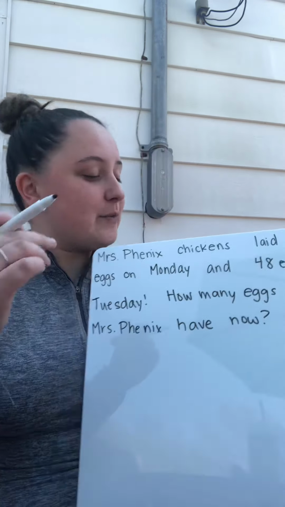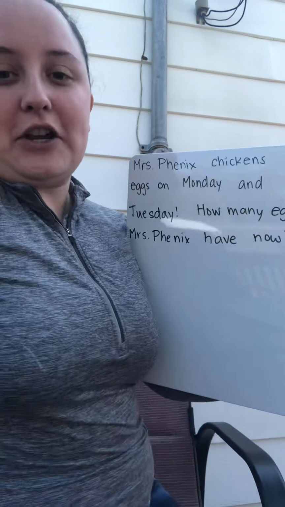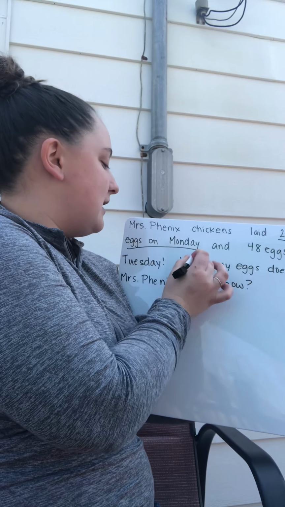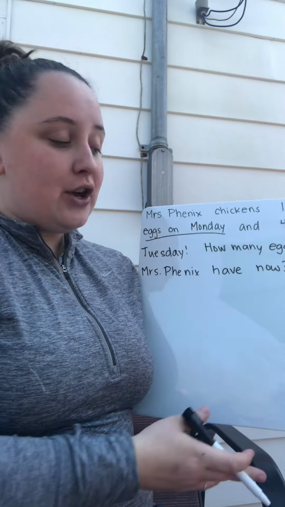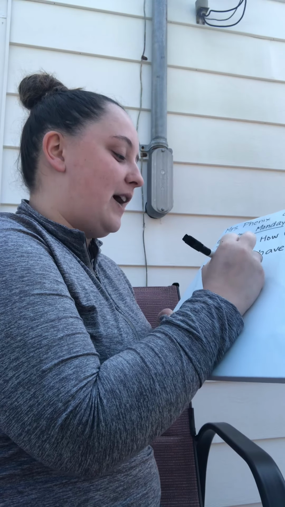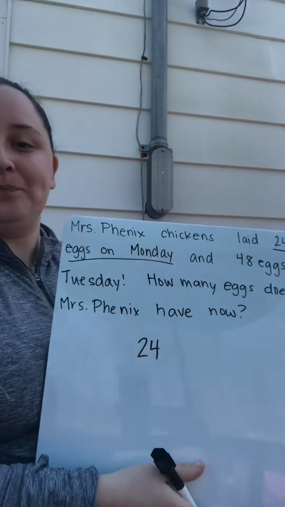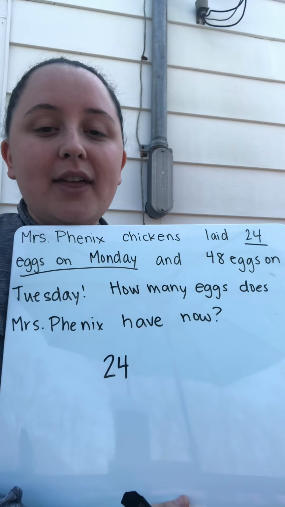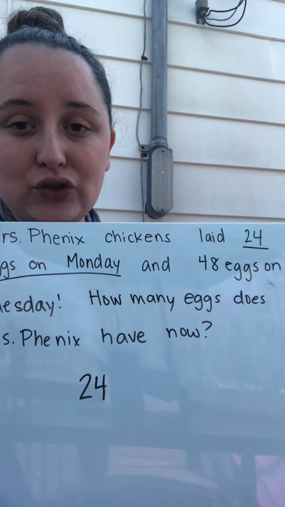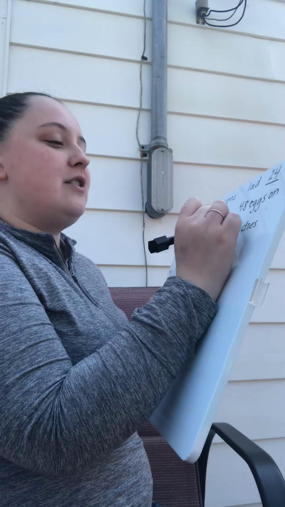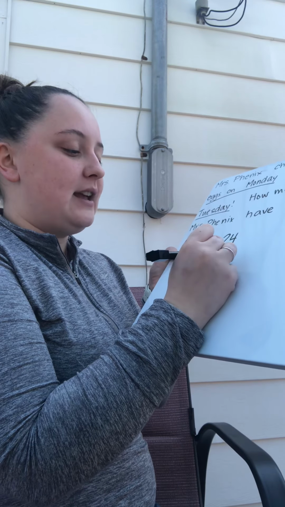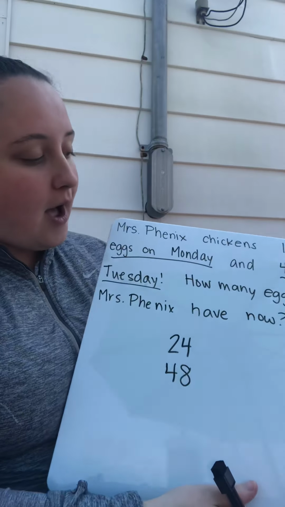One important piece of information that I would underline is that they laid 24 eggs on Monday. So that's going to be my first number. I'm going to write that down because that helps me remember that was what we started with. Then our next important piece of information is how many eggs they laid on Tuesday. So we're going to underline 48 eggs on Tuesday. I'm going to put that 48 down here just to help myself.